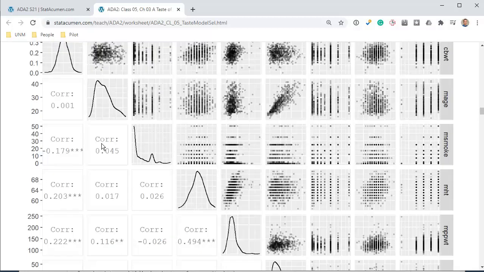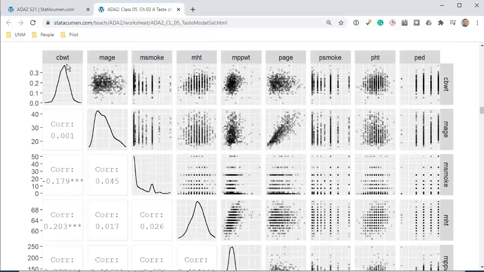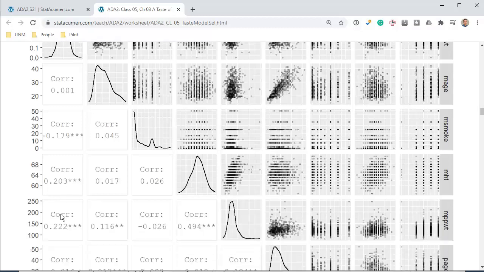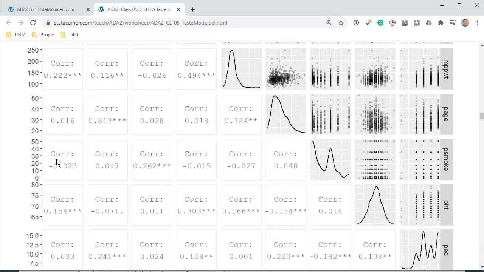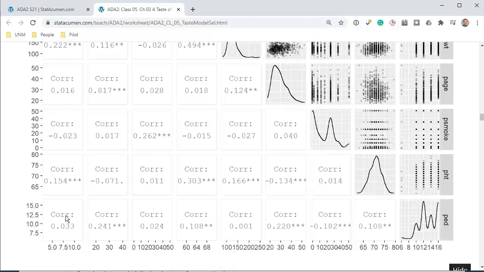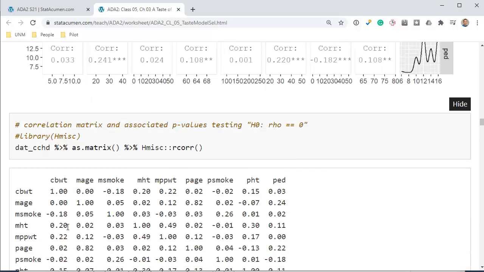If we look over here on this first column under child's birth weight, this is the correlation between child's birth weight and mother's age. And then this is child's birth weight and mother's smoking. So there's a negative correlation with mother's smoking, positive correlation with mother's height, positive correlation with pre-pregnancy weight, basically no correlation with father's age, basically no correlation with father's smoking, positive relation with father's height, that makes sense, and education, maybe not much of a relationship there. So, okay, some things are making sense.